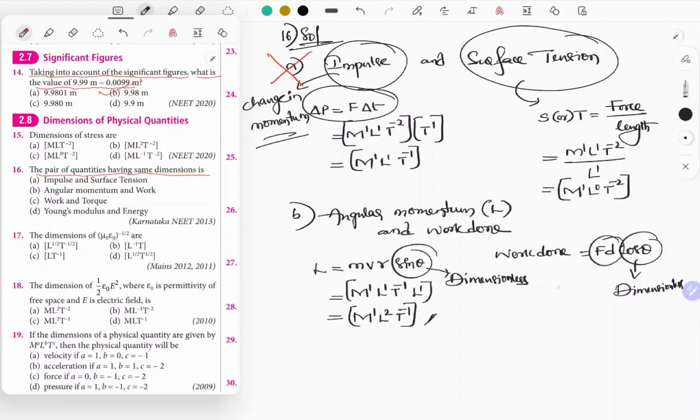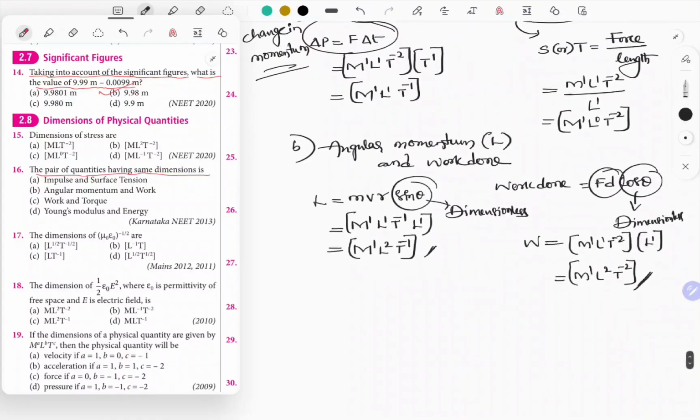Now, force into displacement we have. So, work done is equal to force, dimensional formula M power 1, L power 1, T power minus 2, times the distance or displacement, dimensional formula L power 1. So the final answer you are going to get, M power 1, L power 2, T power minus 2, is the dimensional formula for work done. Are these two dimensional formulas matching? No, they are not. So option B is also wrong.